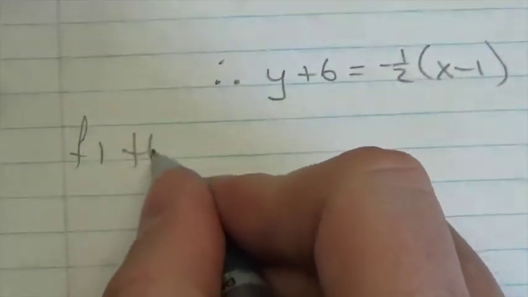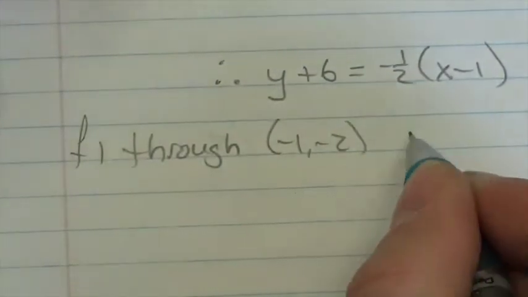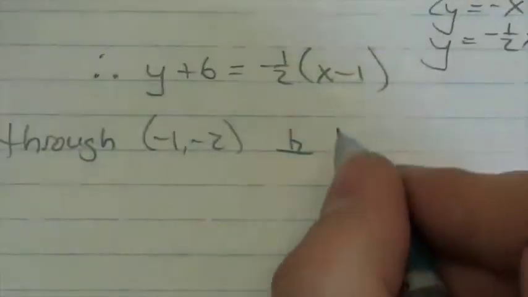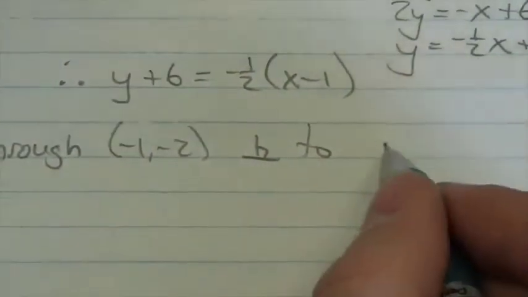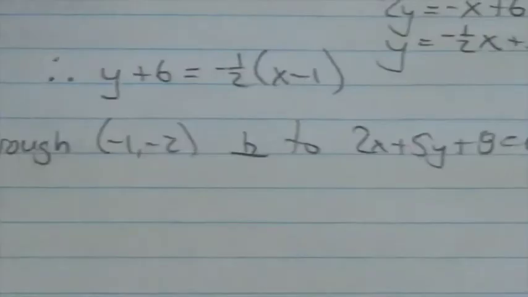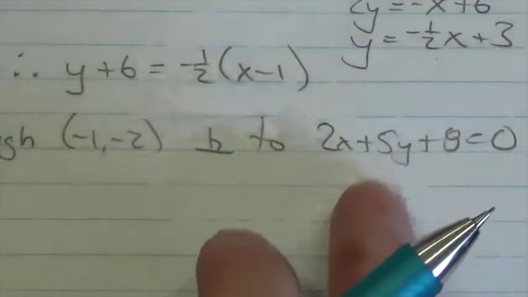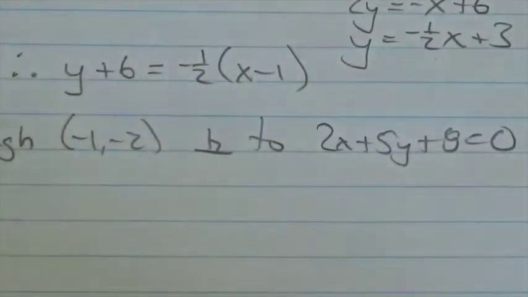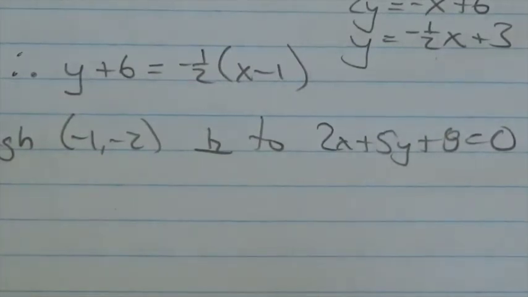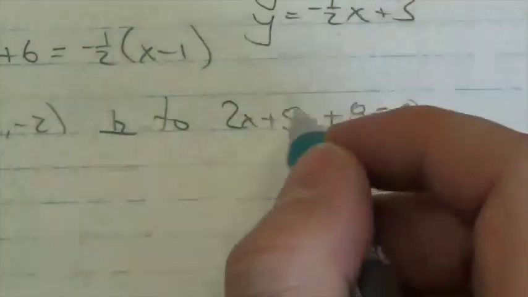Next, let's say through negative 1, negative 2, but this time let's say it's perpendicular to, what do we got here? 2x plus 5y plus 8 equal to 0. All right, so going through this point right here, but perpendicular to this one. And you should have anticipated this one. It makes sense that I would ask a couple questions where the lines are parallel, and then all of a sudden something where they're perpendicular. Again, the issue is about the slope.